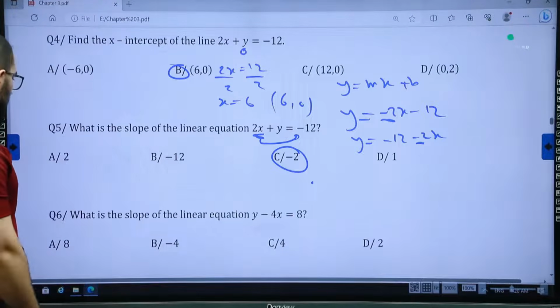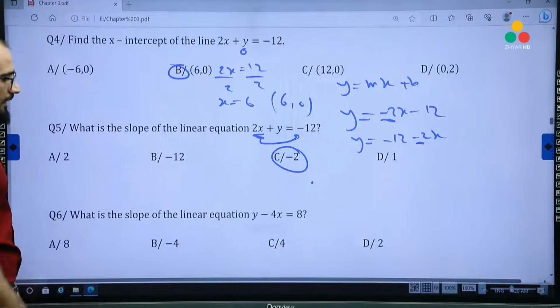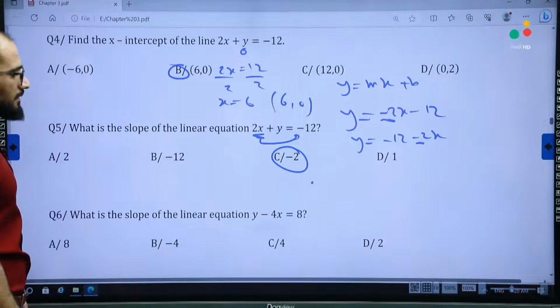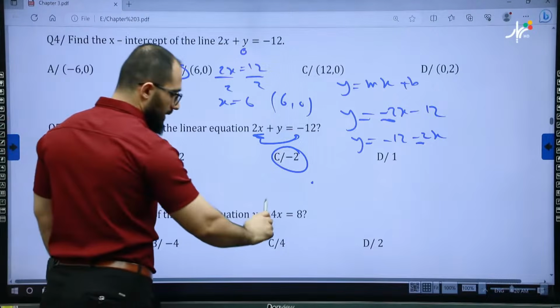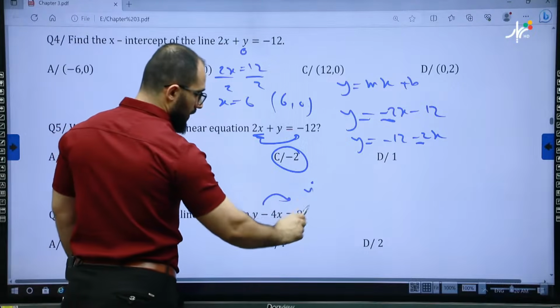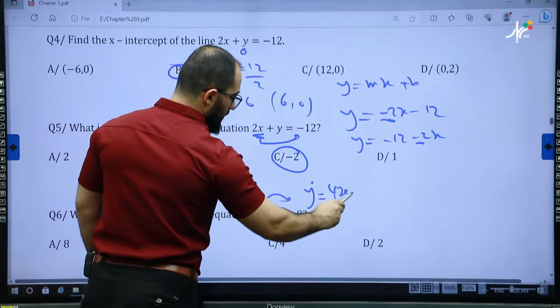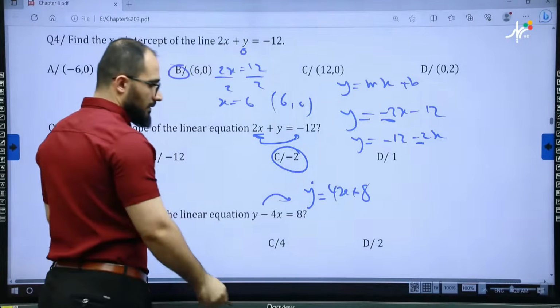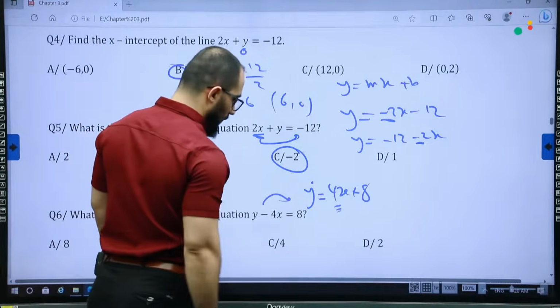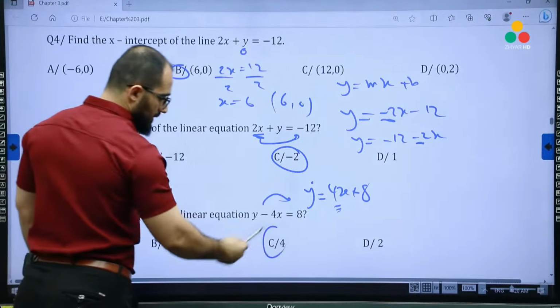In the last question we have: what is the slope of the linear equation y minus 4x is equal to 8? Again, move it to the other side. y is equal to 4x plus 8. Then the slope is 4. That's why C is the correct answer.